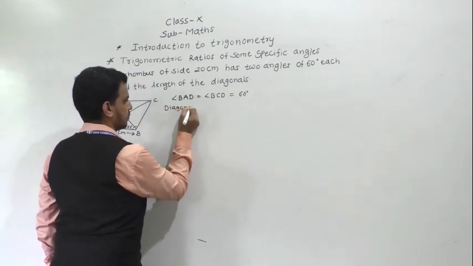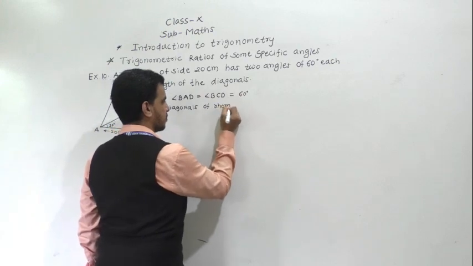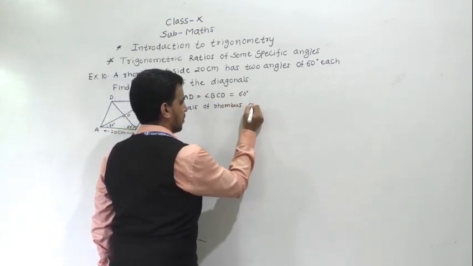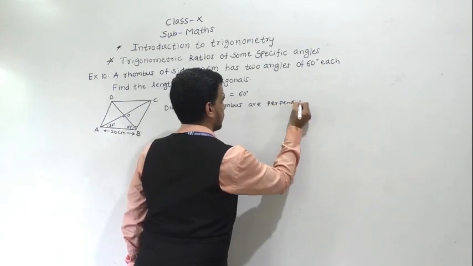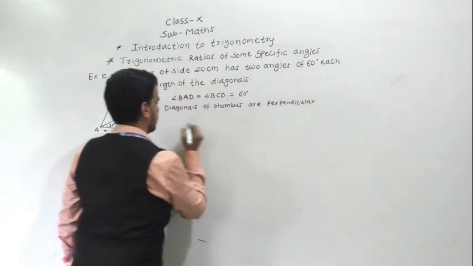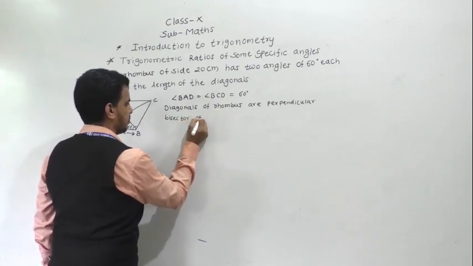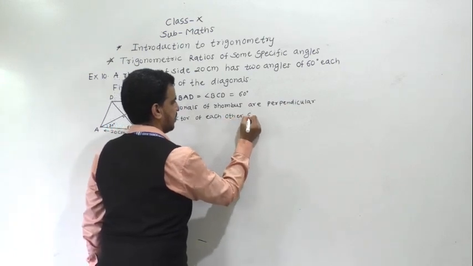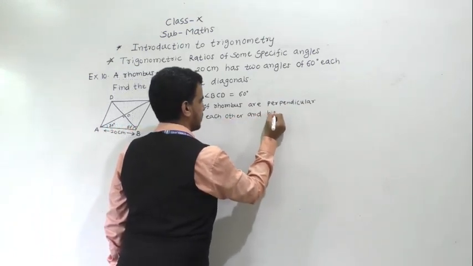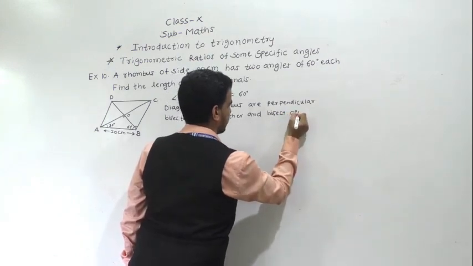Diagonals of a rhombus are perpendicular bisectors of each other and bisect opposite angles.